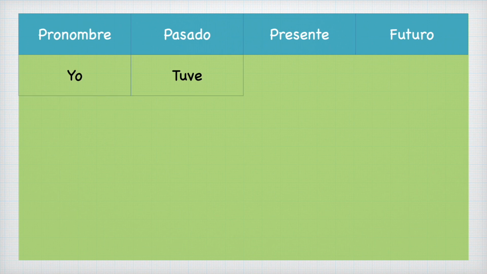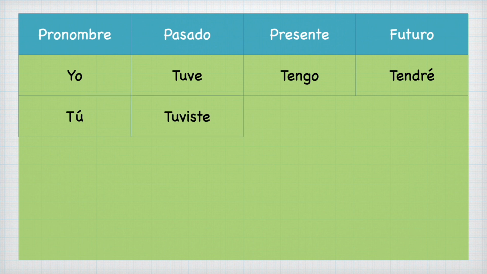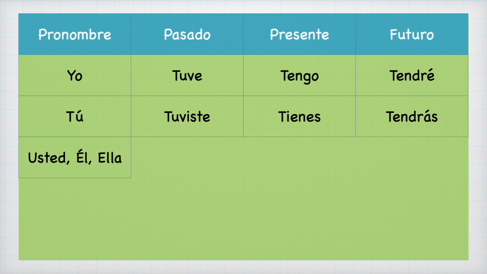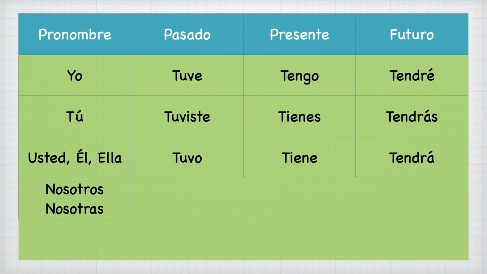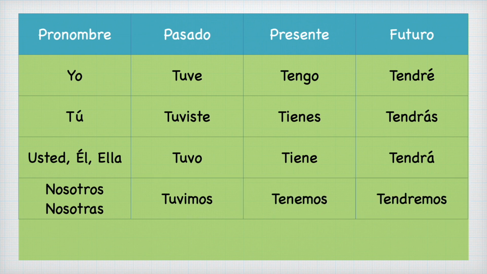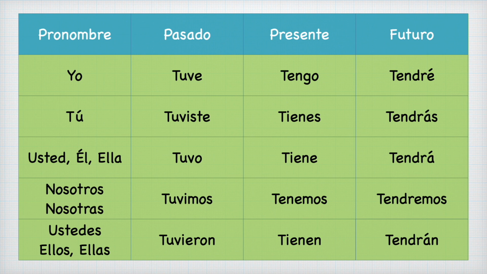Yo, which means I: tuve, tengo, tendré. So we have past, present, future. Pasado, presente, futuro. Tú, the informal you: tuviste, tienes, tendrás. Usted, the formal you, he and she will use tuvo, tiene, tendrá. Nosotros, nosotras, which means we: tuvimos, tenemos, tendremos. For the plural you, ustedes, ellos and ellas, which mean they, we will use tuvieron, tienen, tendrán.